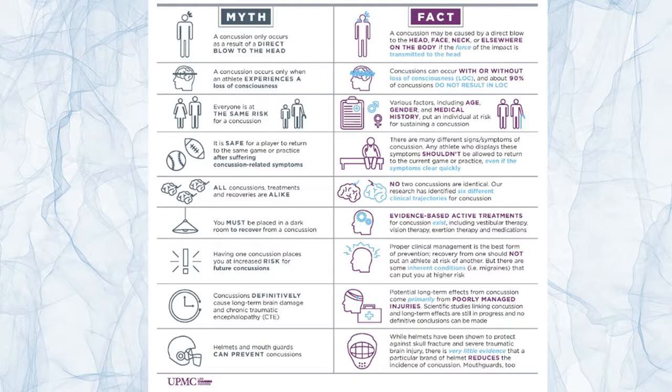A little bit here about myth versus facts when it comes to concussions. A myth: a concussion only occurs as a result of a direct blow to the head. The fact is it can be caused by a direct blow to the head, body, face, neck, or elsewhere, whenever the force of the impact is transmitted up to the head. They can occur with or without loss of consciousness, and about 90% of concussions do not have a loss of consciousness.